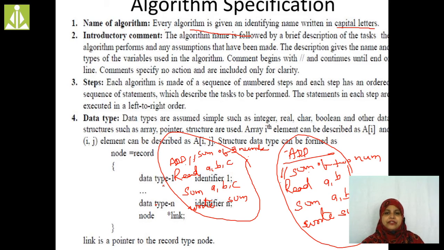Whenever we design or write any algorithm, we must know what type of data type we have to use and what type of output we are going to get. All those things must be known by the programmer while designing that particular algorithm, right?